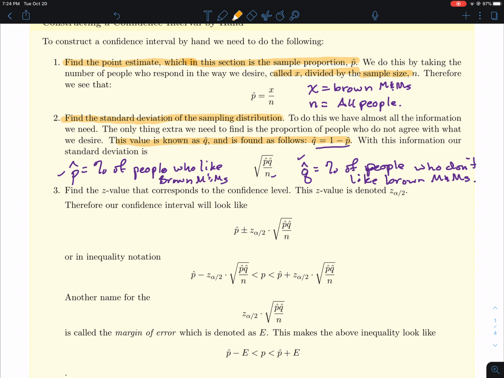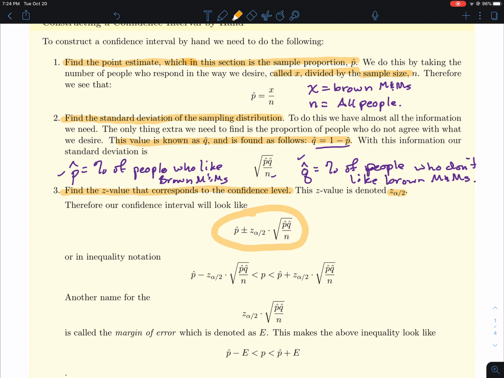All right, and so finally, the last thing we need is to go back to that z-value and find the z-value that corresponds to whatever confidence level we're looking for. Again, if we're doing this by hand, this is still our z alpha over 2, exactly like we did in 8.1. When we look at our confidence interval, it doesn't look that much different than before. The only difference is that in 8.1 we had the sample mean, x with the line over it, instead of p hat, and our standard deviation looked a little different. Otherwise, it's exactly the same formula, so nothing new.